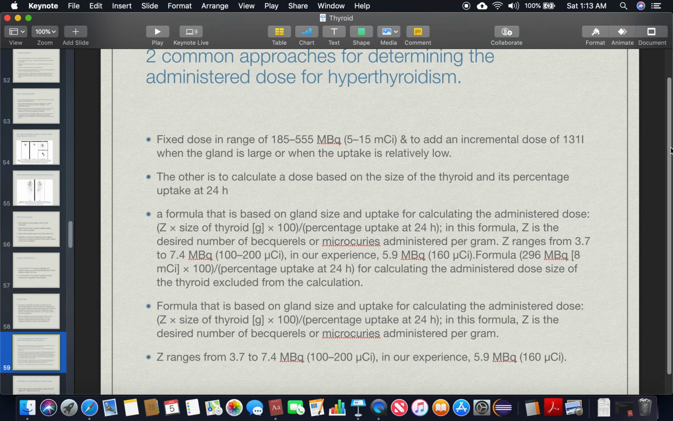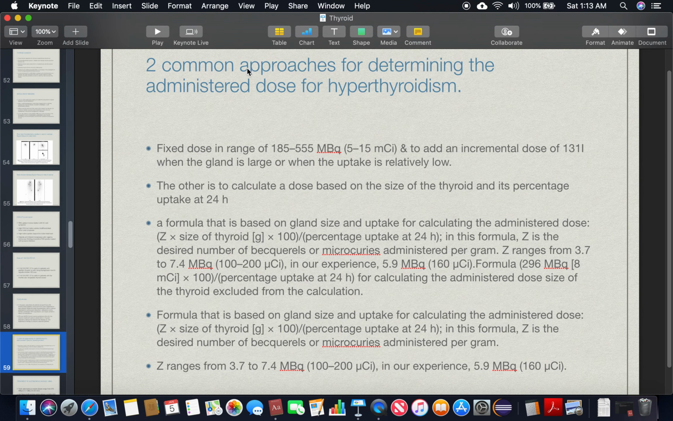I want to talk briefly about hyperthyroidism, the treatment approaches. One is a fixed dose approach, which is 5 to 15 millicuries, and obviously higher dose if the gland is larger and uptake is low. The other is based on a calculation. We use a formula. Actually, there are two formulas.